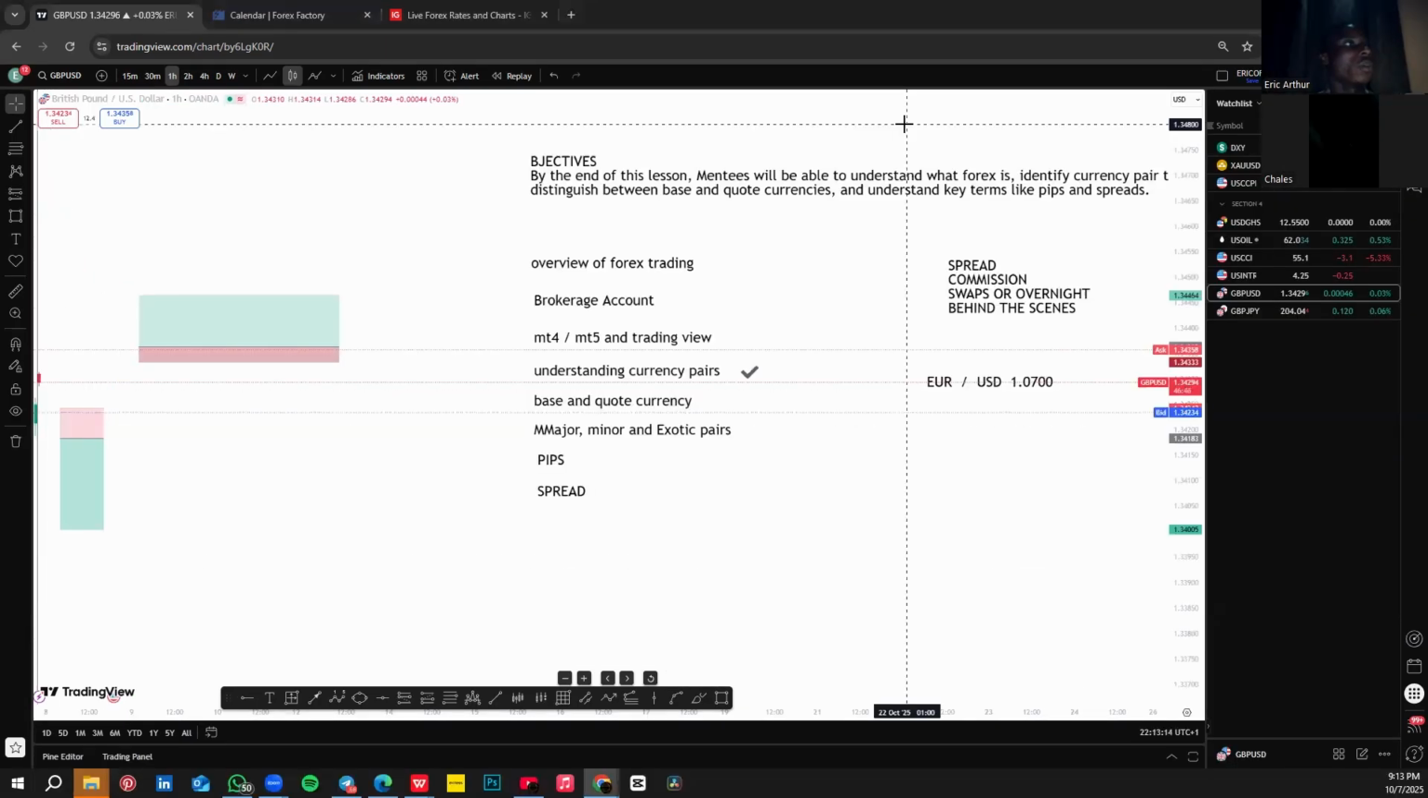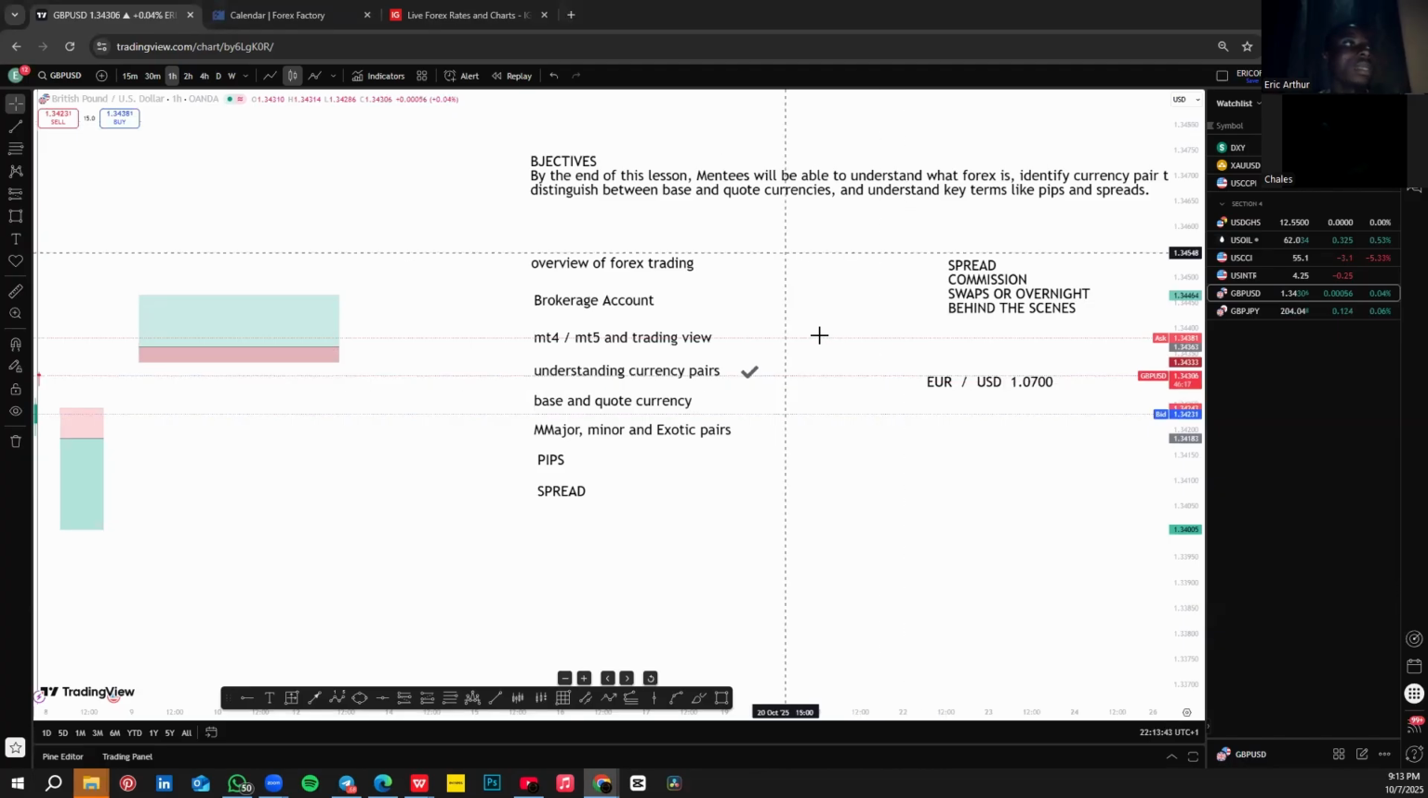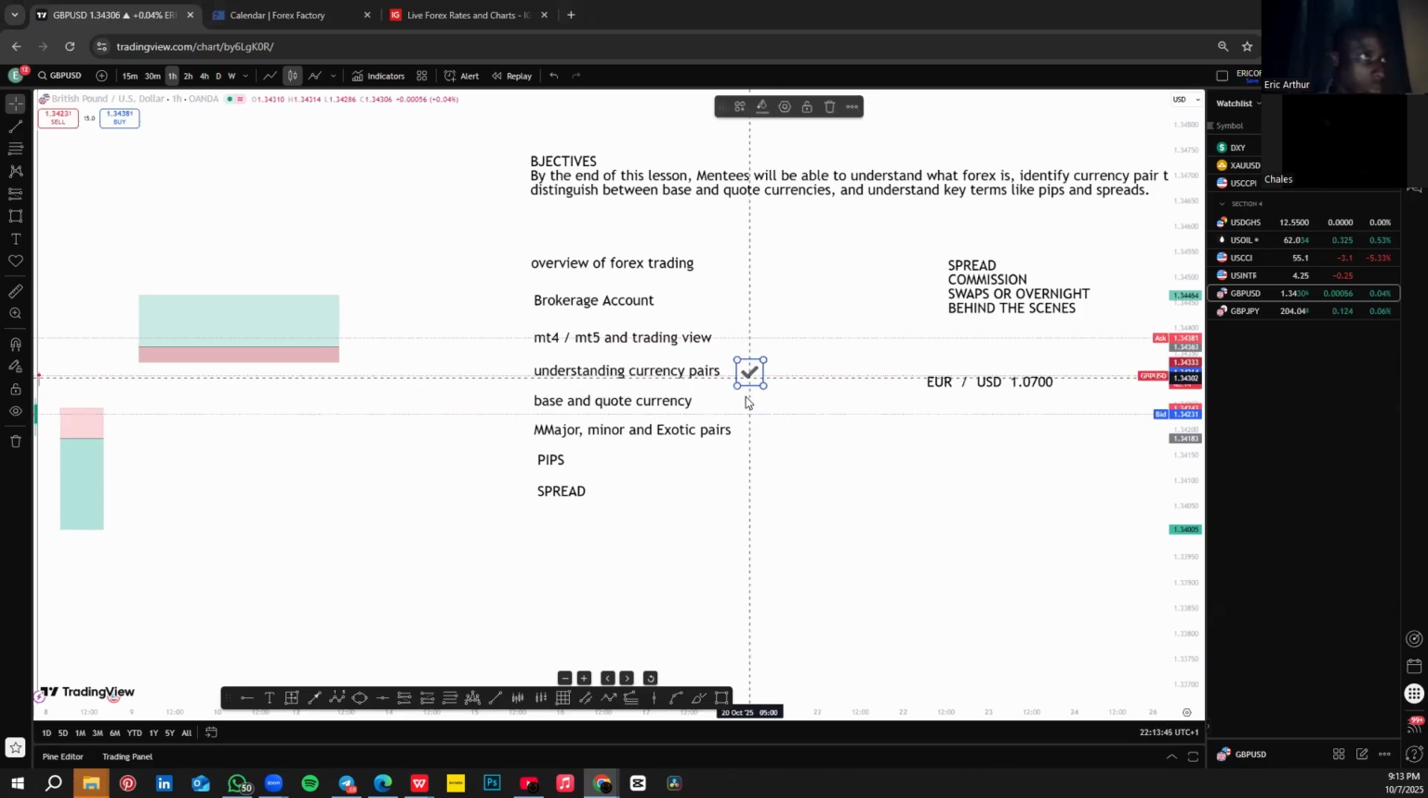You know the overview of forex trading, we know the brokerage, the MT4 and MT5 and TradingView. And now we are in currency, understanding the currency pairs. I've said that currencies are traded in pairs. We have the base and then the quote currency, and basically the quote determines the price of 1 unit of the base. Get it?